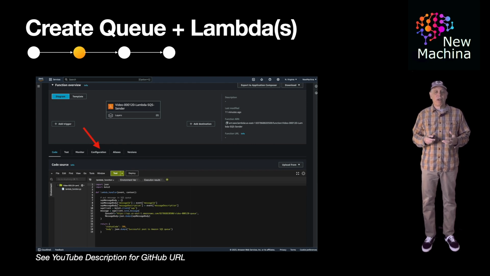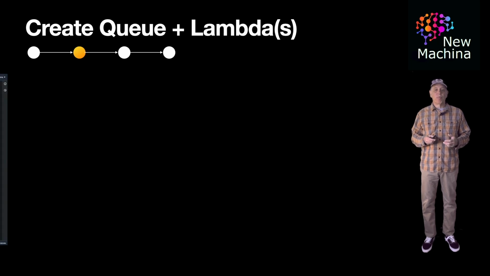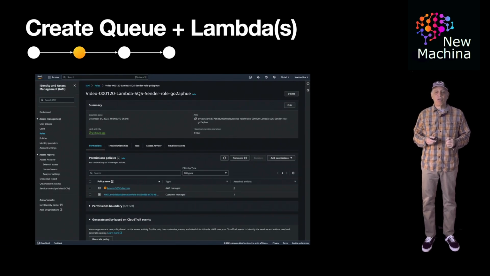I click the configuration link. In the Lambda configuration page, I click on the permissions link, and I click on the role associated with the Lambda. This gets me to the Lambda's IAM role homepage.